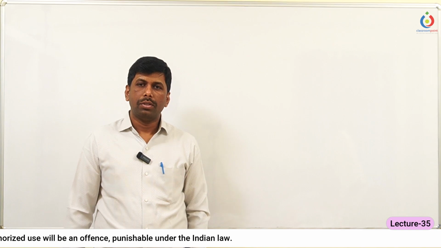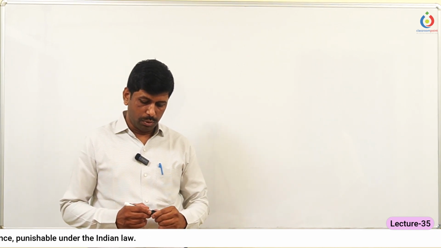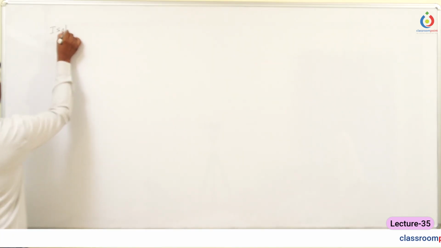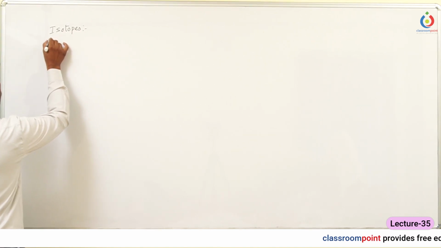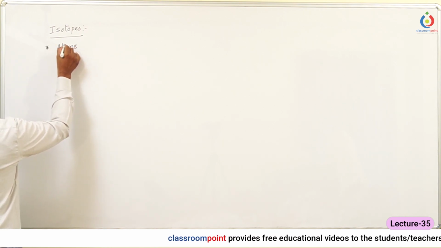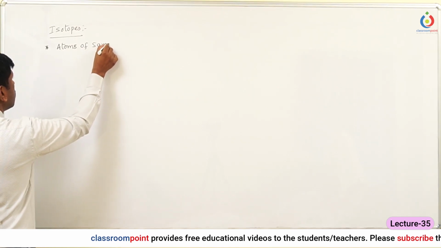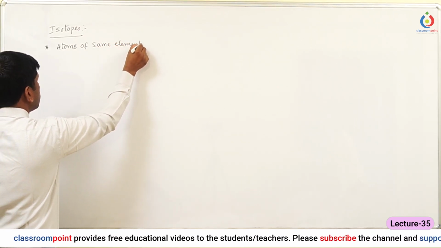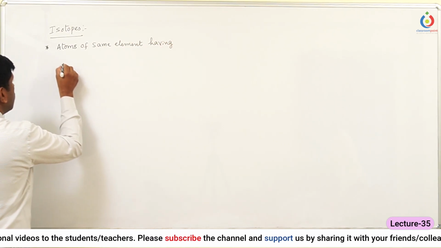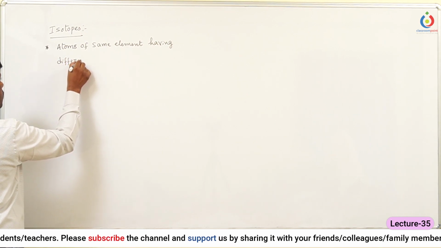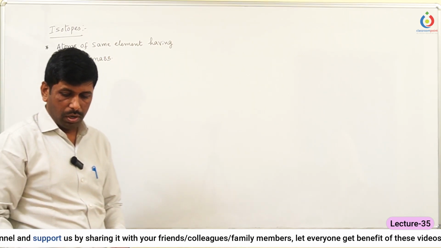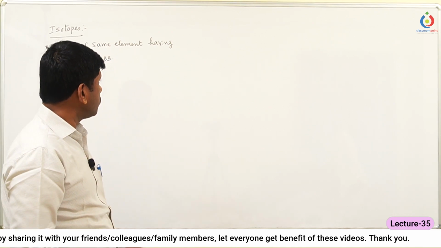So now let us discuss isotopes, isobars, and isotones. Isotopes. Isotopes means atoms of the same element having different mass are called isotopes. So, atoms of the same element, we said.